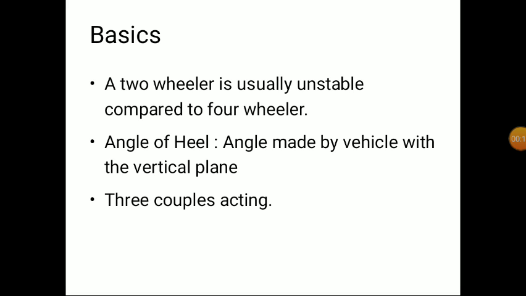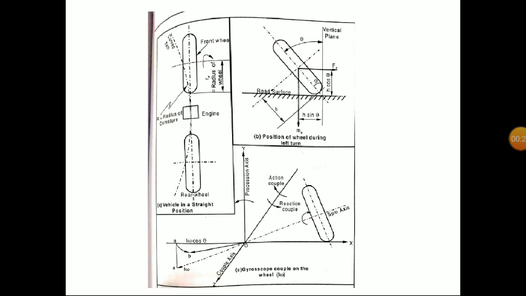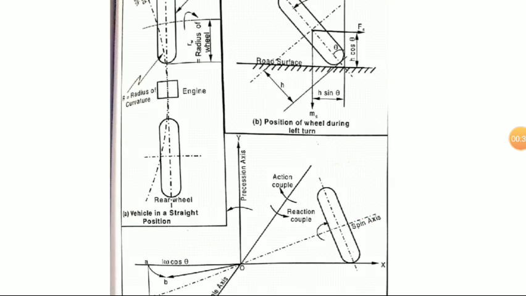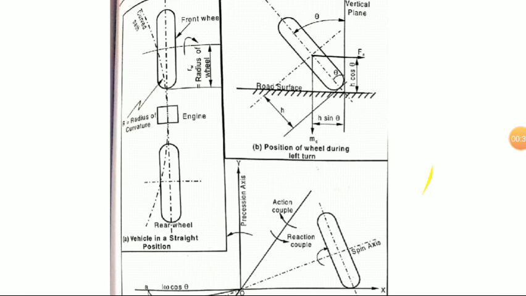Considering the basics, a two-wheeler is usually unstable when compared to a four-wheeler, that we already know. One of the terms coming in this is angle of heel. It is the angle made by the vehicle with the vertical plane. And there are a total of three couples acting here. Going to the figure, the first figure shows the vehicle in a straight position.